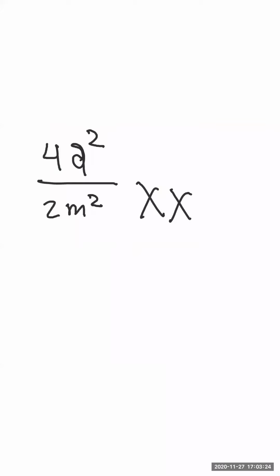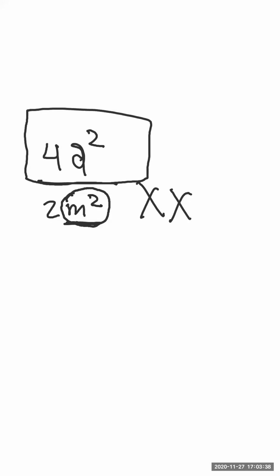If it is 4a squared divided by 2m squared, of course this is totally wrong. Why? Because there is m squared here, and we don't have any variable like m on the numerator, so how would you divide it? This is a different procedure. Okay, if you want to know the answer, here it is.